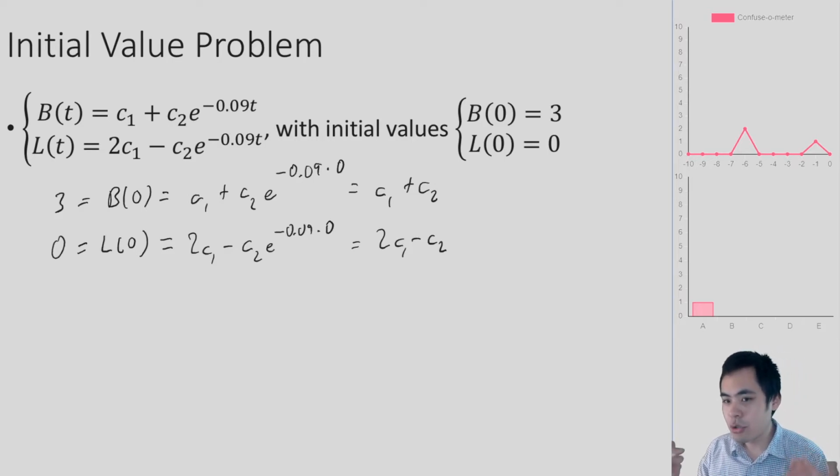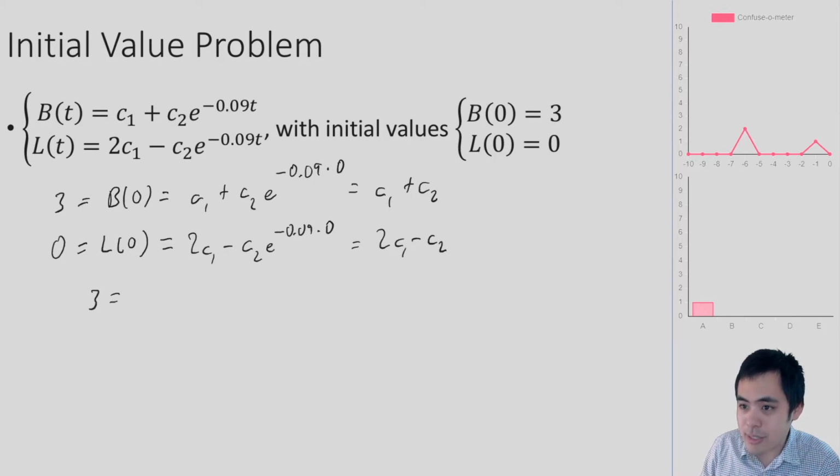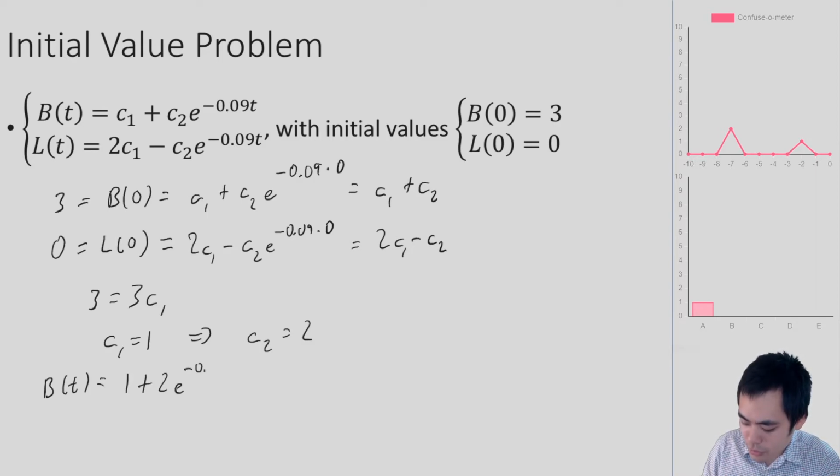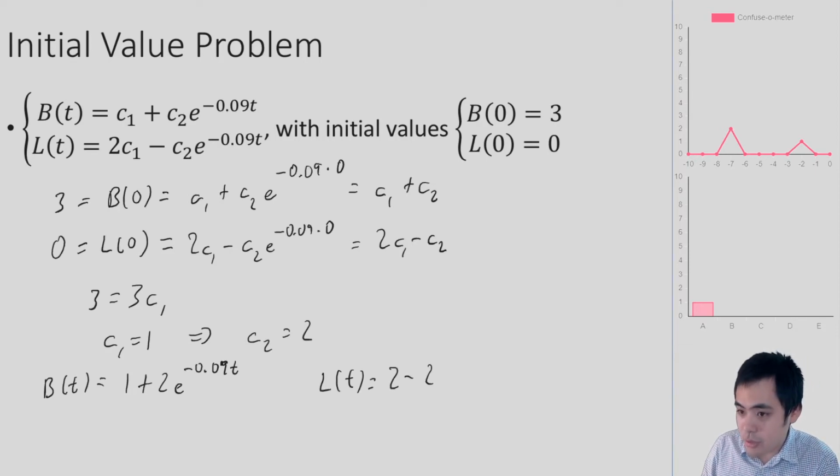I'm going to add these two equations together. You'll get 3 is equal to 3c1, so c1 is equal to 1. When you plug that back in, you get c2 is equal to 2. That allows us to know exactly what our original functions are. Plugging those back in, b of t is equal to 1 plus 2 e to the minus 0.09 t, and L of t is equal to 2 minus 2 times e to the minus 0.09 t.